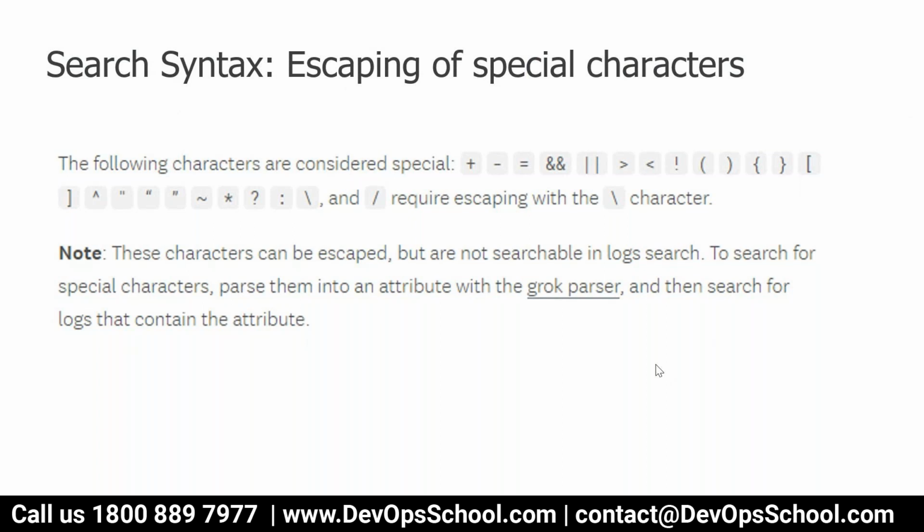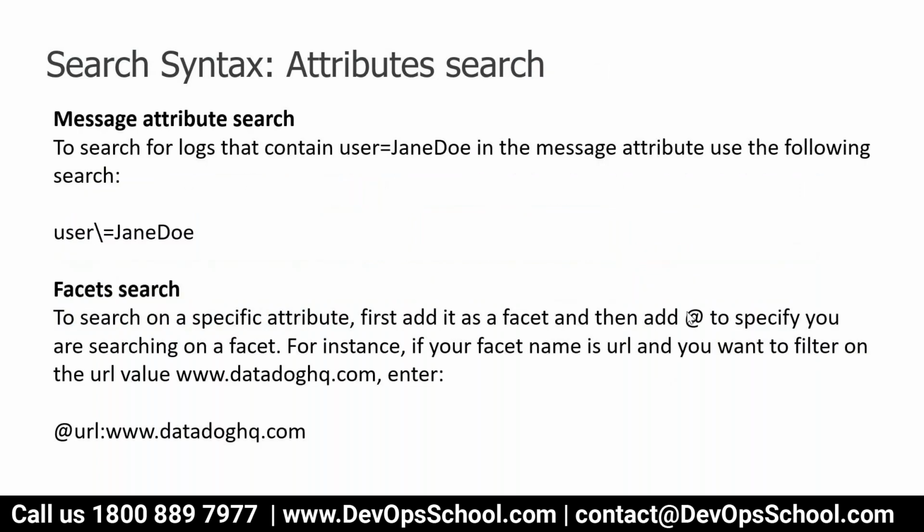If you have these characters in your search word, then you can use the escaping character, which is the last one. You can follow my cursor here. This is the escaping character. Here is one way to use it. You want to search some logs where user is equal to Jane Doe. Now this equal sign is a special character, so to avoid any errors, you have to use the escaping character here. You see this one. That is something you have to do.